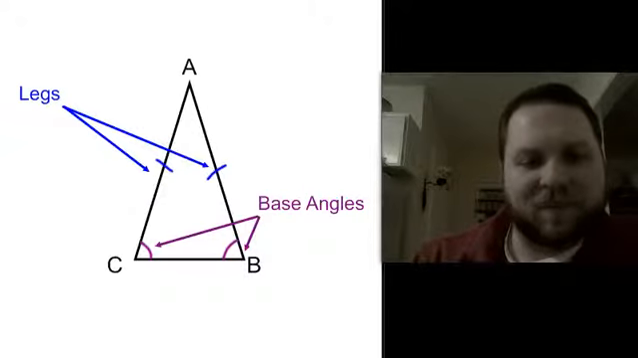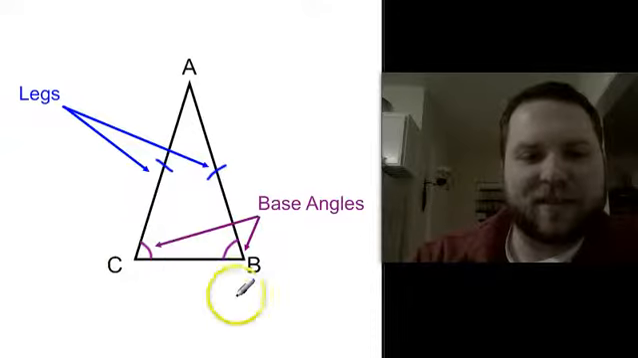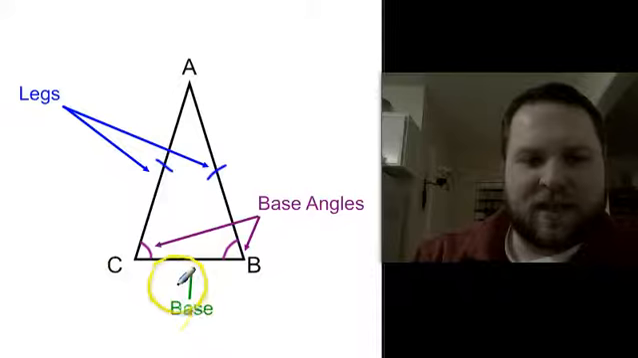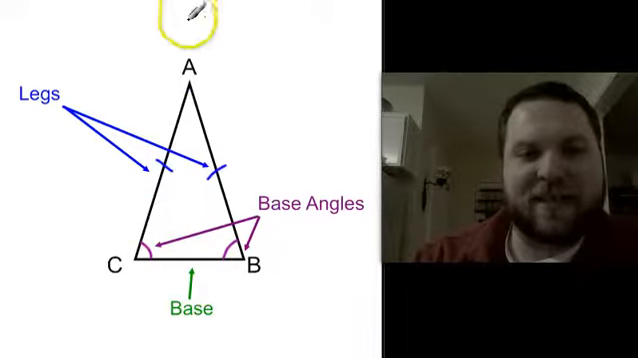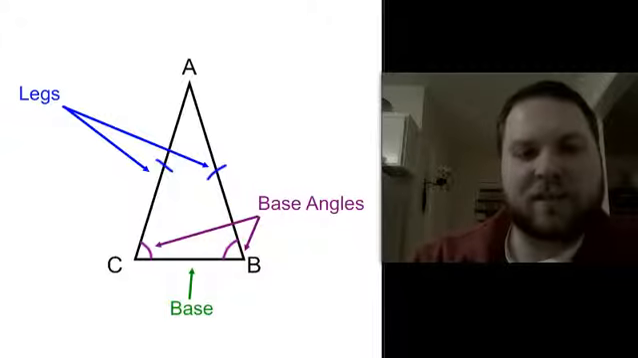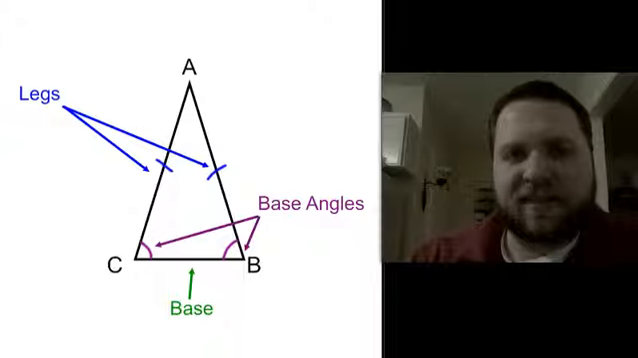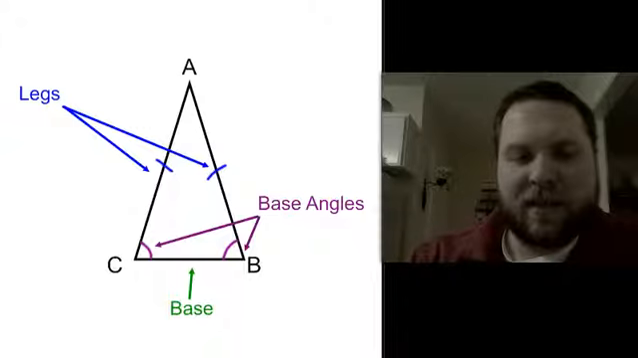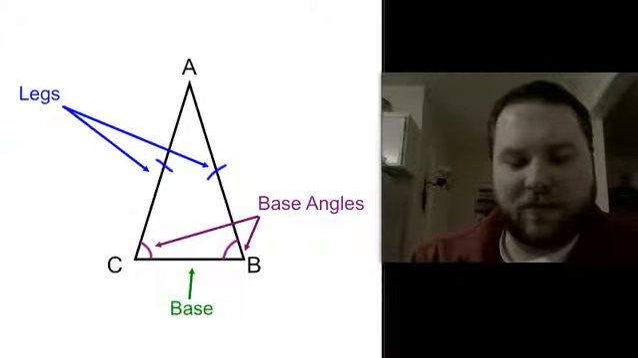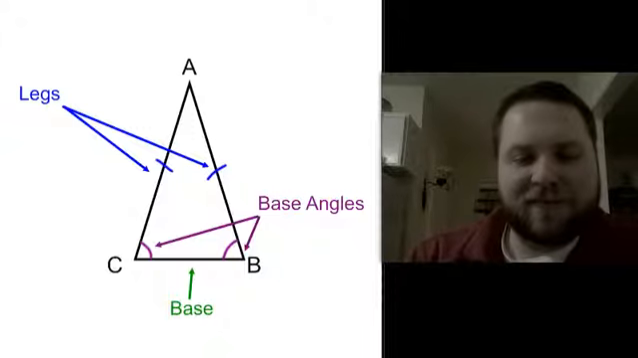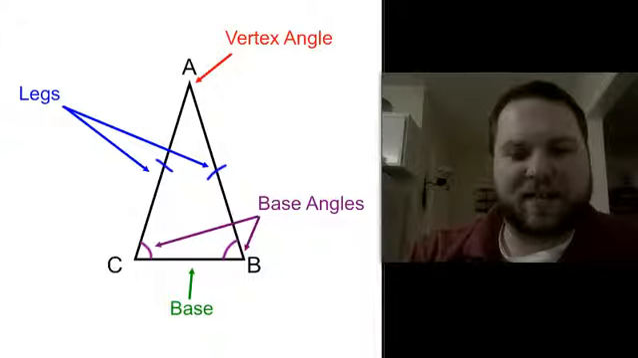Now one of the reasons we call them base angles is because the segment that is part of both of them is called the base, and this would be the side of the isosceles triangle that is not equal to the other two sides. So the two sides that are equal are called legs, the side that is unequal is called the base, and the two angles that are congruent are called the base angles. So just like the base gets its own name, the angle that is the odd man out gets its own name too. We call that a vertex angle.